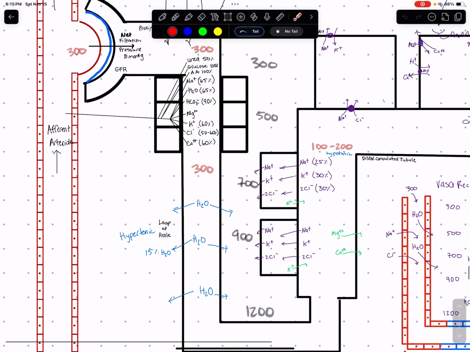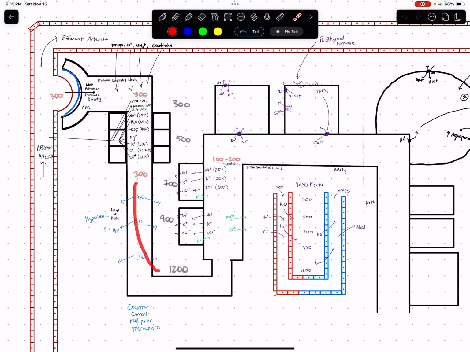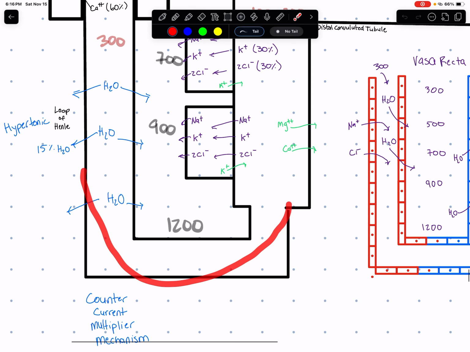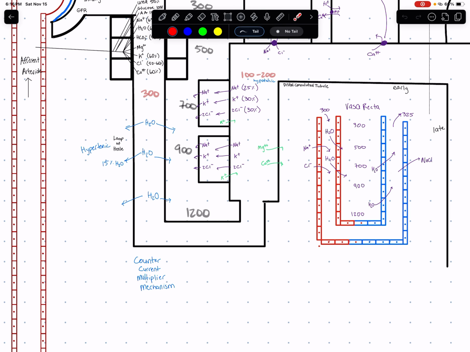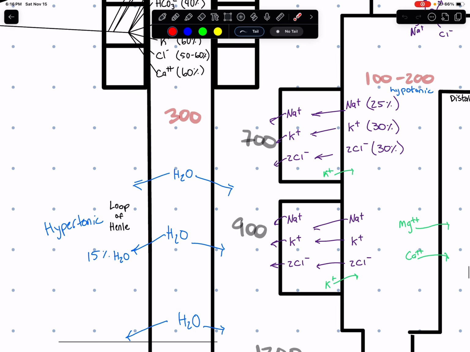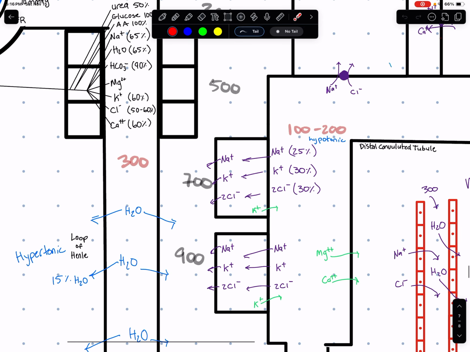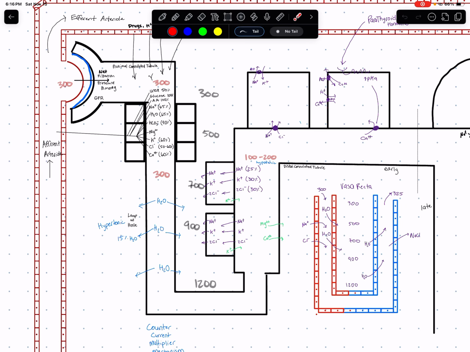Then you're going to go down to the descending tubule. This helps to form what we'll call the loop of Henle. And going down this descending tubule, your osmolarity is going to get higher and higher, and so you're going to be reabsorbing more and more water.